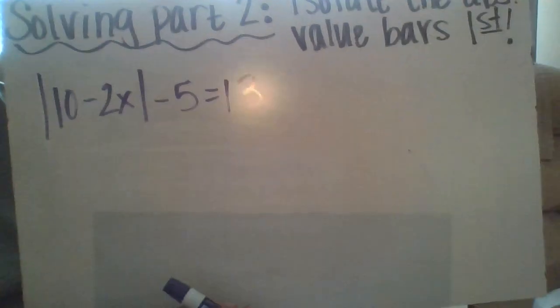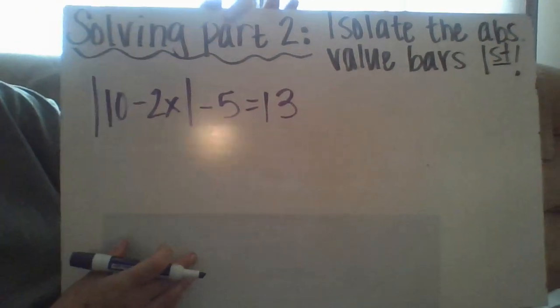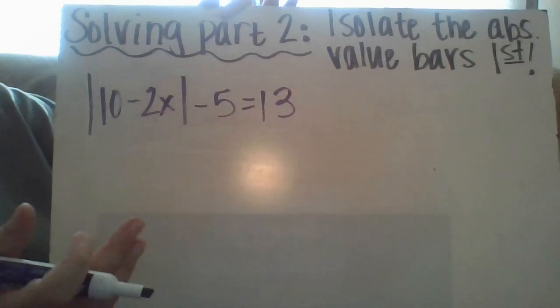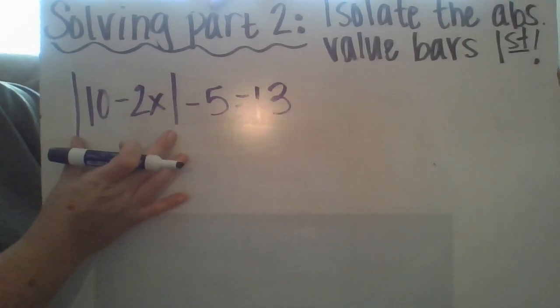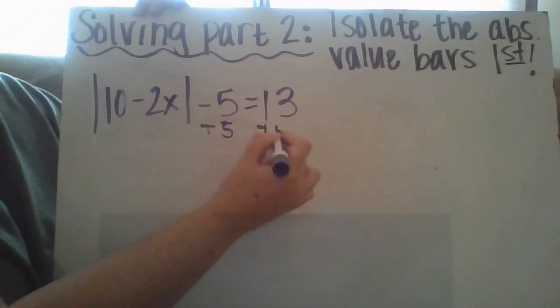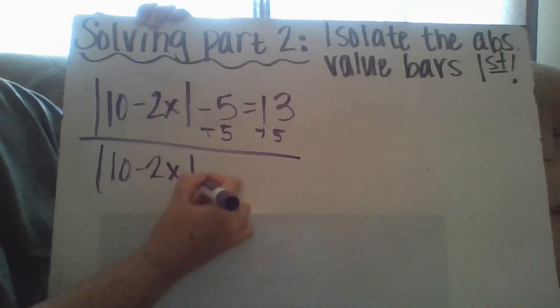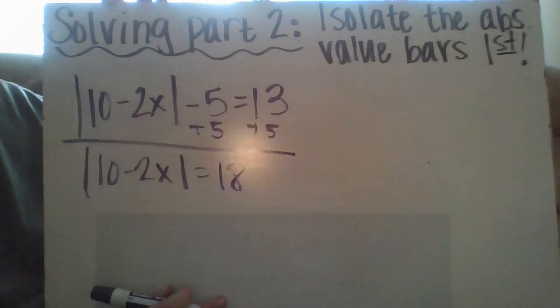Again, the absolute value of a number is talking about the distance away from zero. So in order to be able to say we can travel to the left or to the right, we first have to have those bars all by themselves. So our first step on this problem would be to add 5 to both sides. That'll give me the absolute value of 10 minus 2x equals 18.